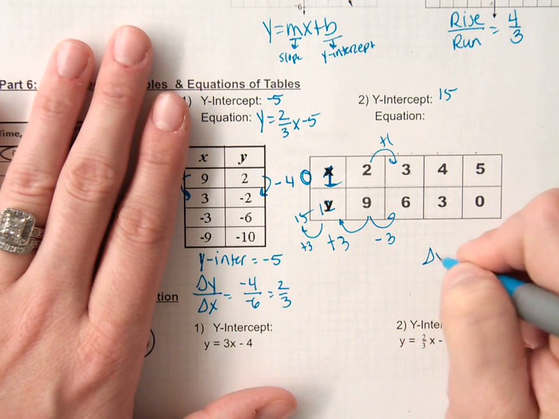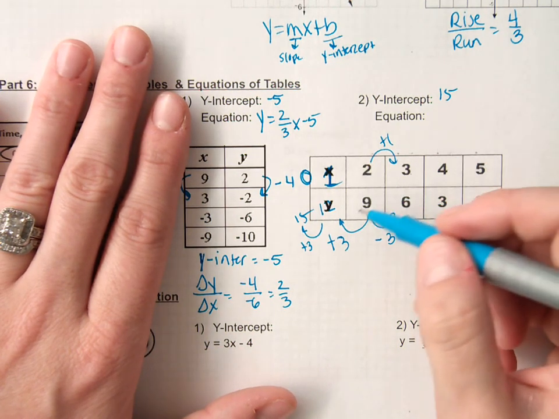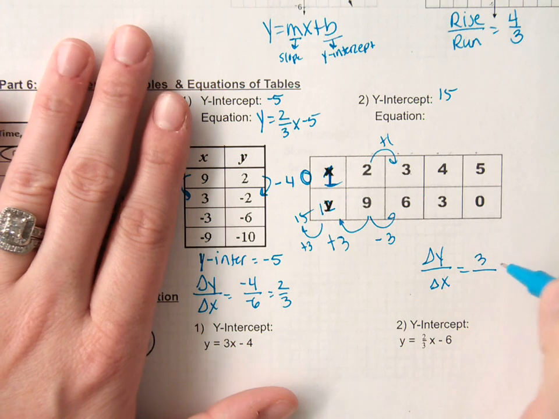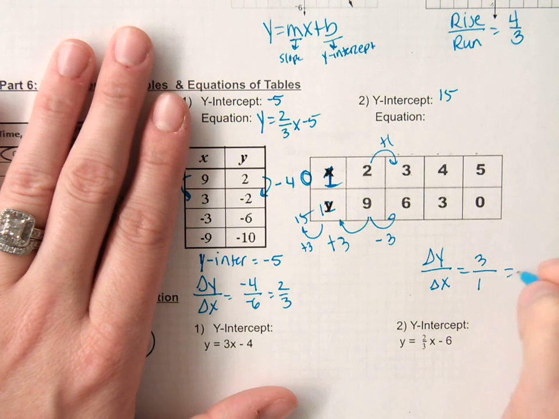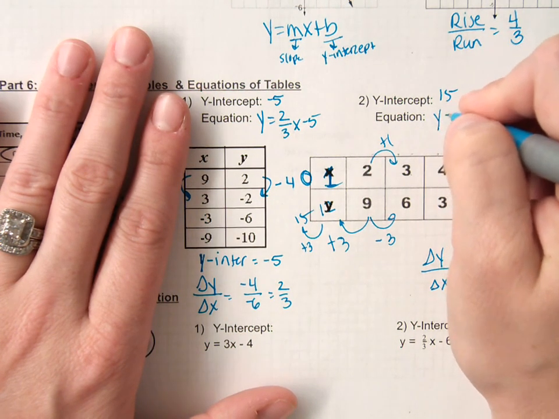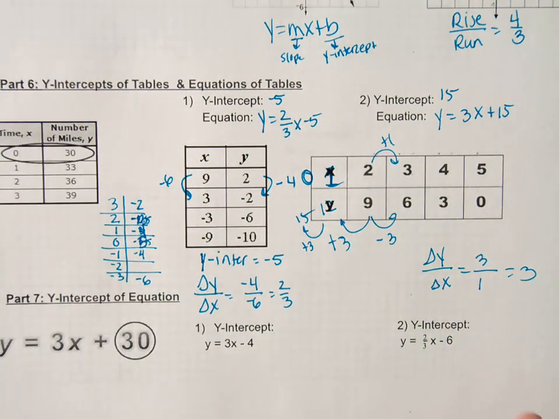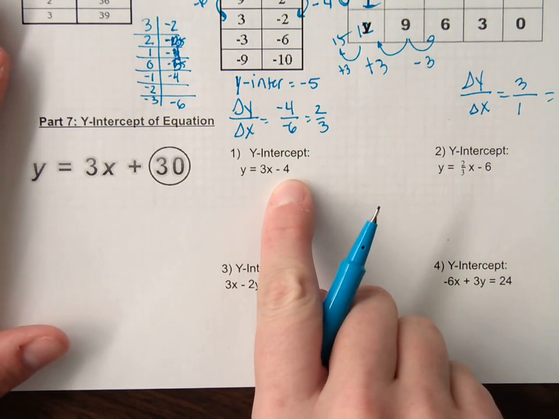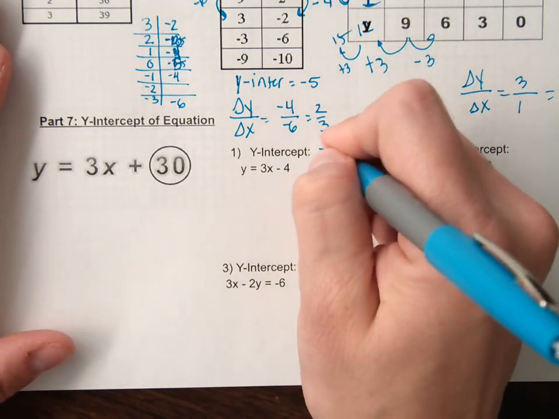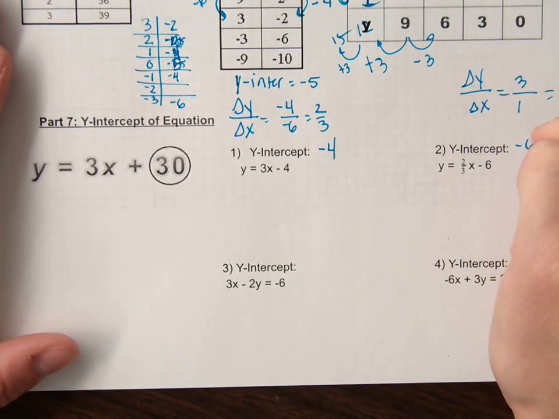My slope is the change in y over the change in x. The change in y was 3. And the change in x is 1. So my slope is 3. So I have y equals 3x plus 15. Y-intercept of equations is the last number as long as it's in slope-intercept form. So my y-intercept in this one is -4. My y-intercept in this is -6.